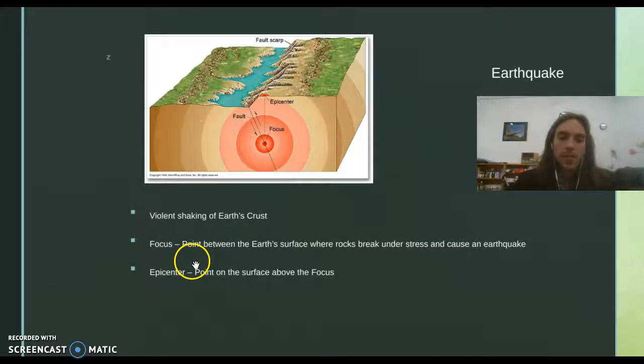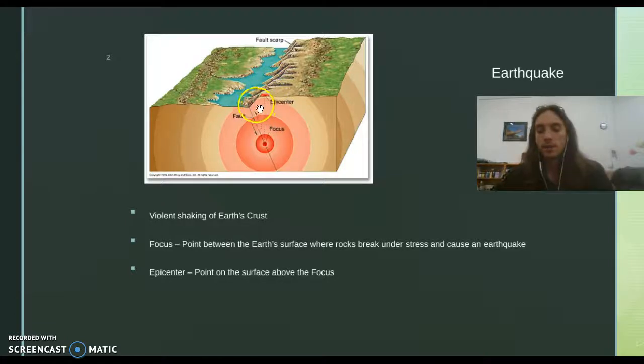All right, now onto the epicenter. The epicenter is the point on the Earth's surface directly above the focus where we get this initial seismic reading. So the epicenter is directly above the focus, right where it hits the Earth's surface, okay?